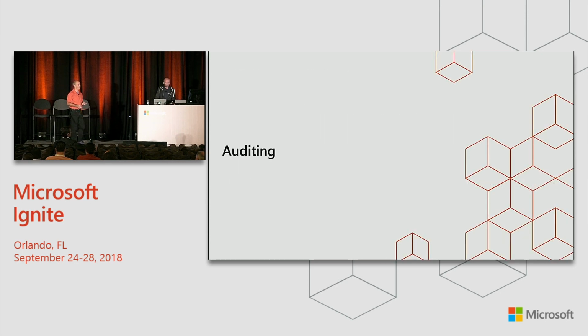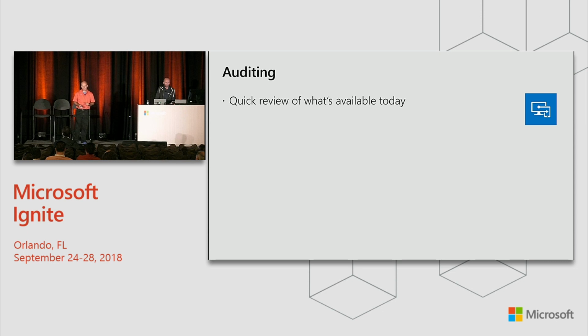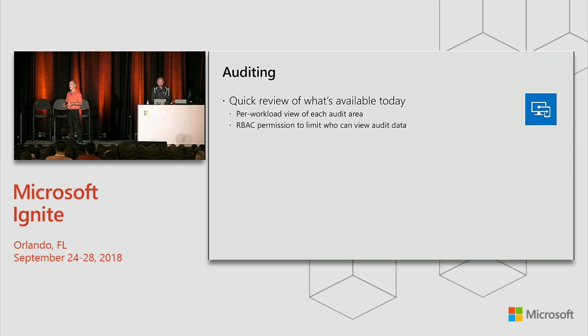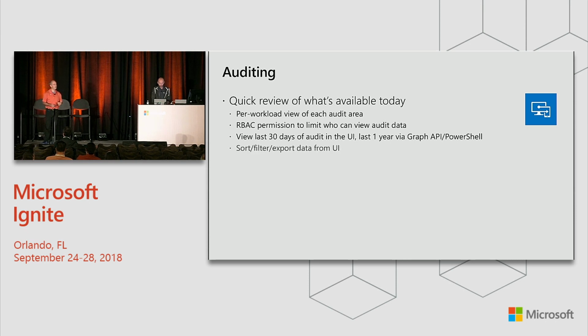All right, so let's move on to auditing. Auditing today is fairly straightforward. It has a per workload view of each of the different audit events that are created by your administrators. We have an RBAC permission that allows you to control who can see that audit data. We also have the last 30 days of audit data in the console. If you're interested in more, jump over to PowerShell or Graph. You can get the last year's worth of audit data and extract that out. And of course, you can do the same sorting, filtering, and so forth, and export data from the UI.